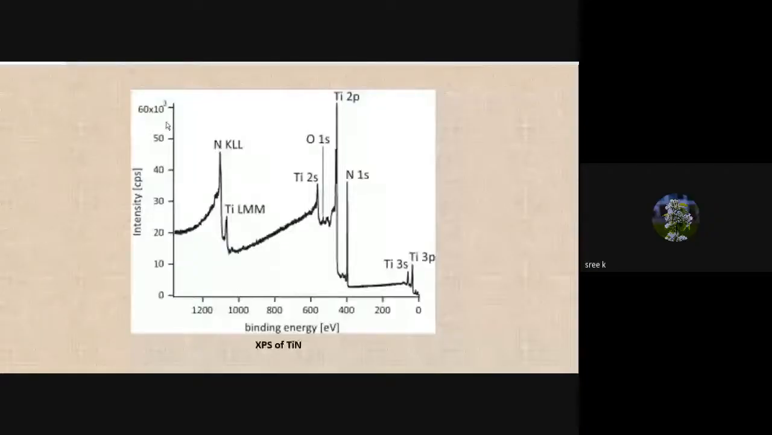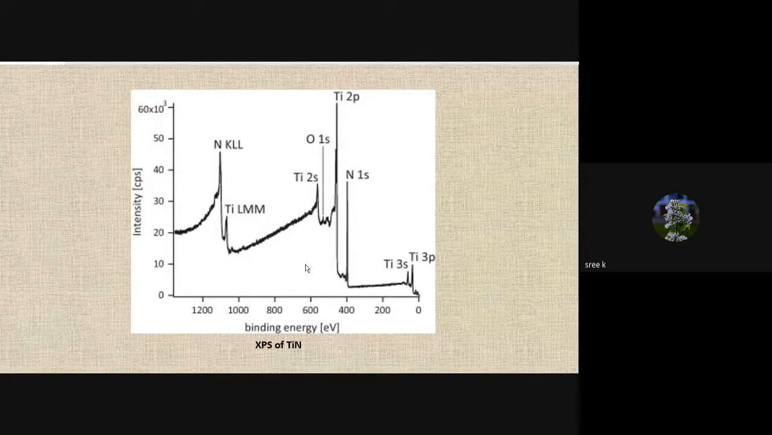You have the binding energy corresponding to the electrons at different shells, plotted against the intensity of the X-ray photoelectrons. You have different peaks corresponding to the binding energy of that particular element. The peaks correspond to the electrons of nitrogen, K shell electrons, titanium, then titanium 2s, and oxygen. Like that, you can detect elements from the XPS diagram.